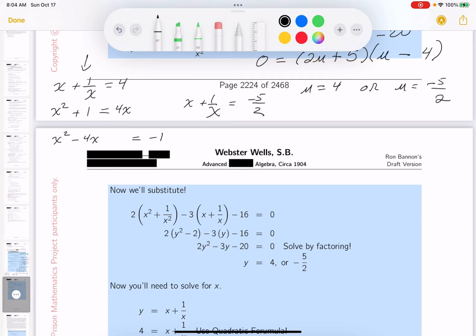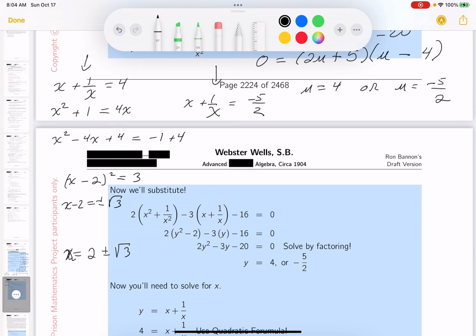Let's see, x squared minus 4x plus 1. Complete the square. Half of minus 4 is minus 2. Square it, you get 4. What do you get over here? x minus 2 squared is equal to 3, or x minus 2 equals plus or minus the root of 3. So I got some answers now. I got x equals 2 plus or minus the root of 3. All right? Let's do the other one.